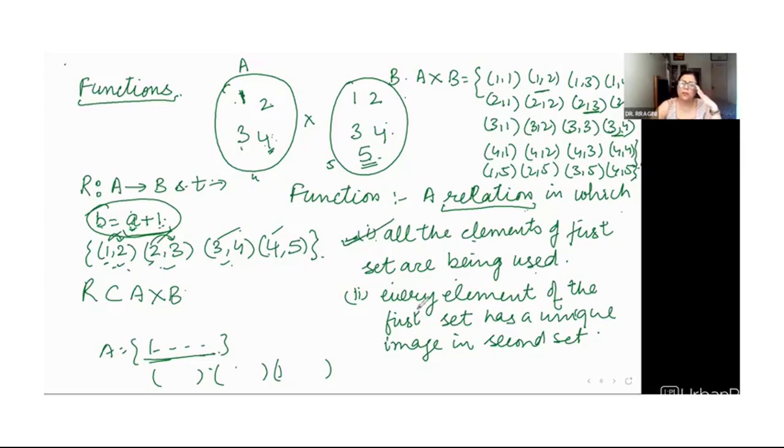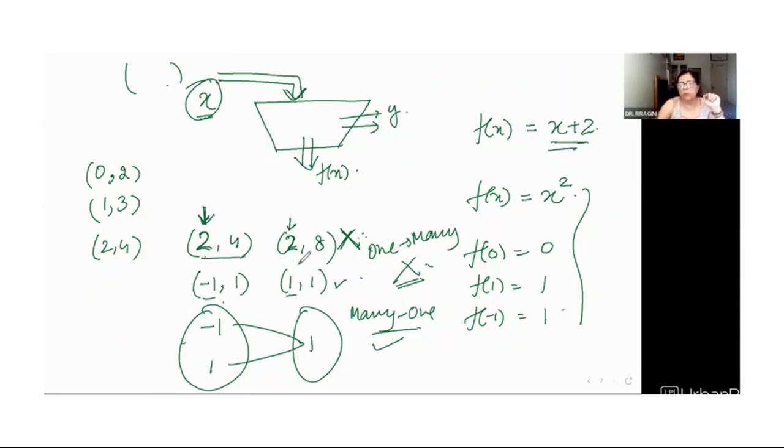The second thing is, every element of the first set has a unique image. Every element of the first set, right? That means, now how do we check fast? See, don't go by this way. The basic thing is to check whether the first element is occurring twice. What did I tell you here? 2, 4, 2, 8. What happens here? 2 is getting used twice in ordered pairs. That means 2 is having 2 different values as the images, right?